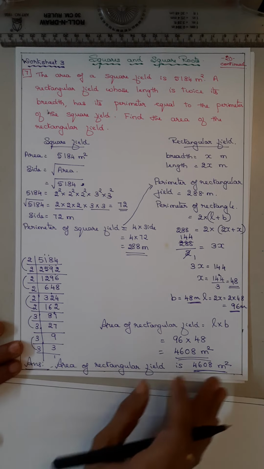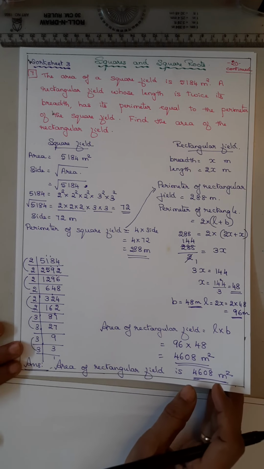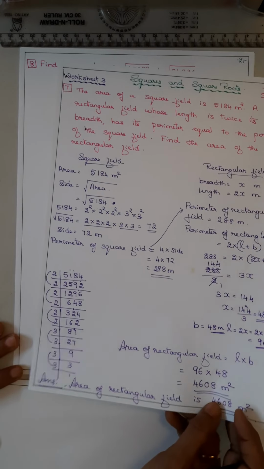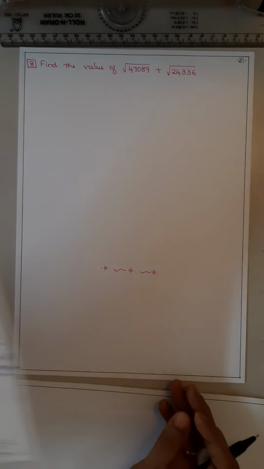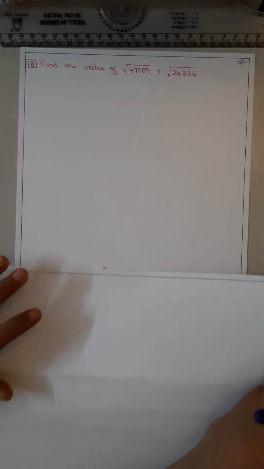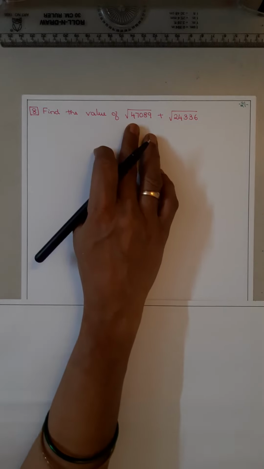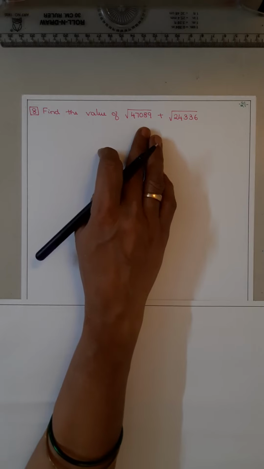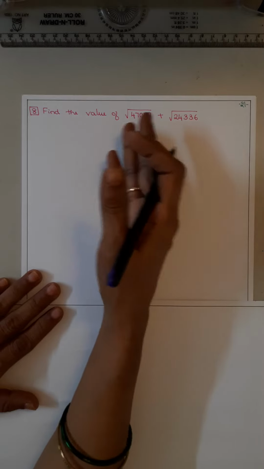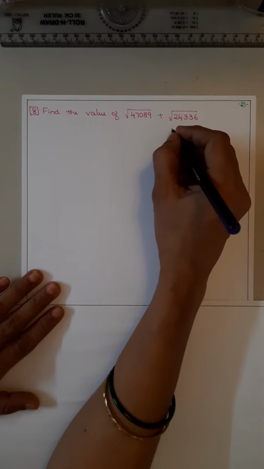ठीक है? This sum you have to do 2 or 3 times continuously, then it will be perfect. Okay, then we'll move on to the next sum. It is the 8th sum, the last sum of our worksheet 3, sorry. So find the value of square root of 47089 and square root of 24336. So find out the square roots side by side. अलग अलग find out करो पहले.